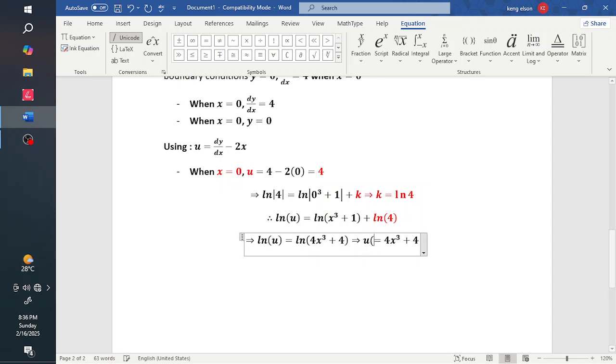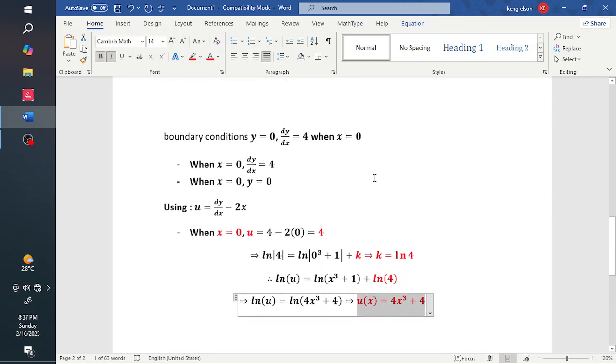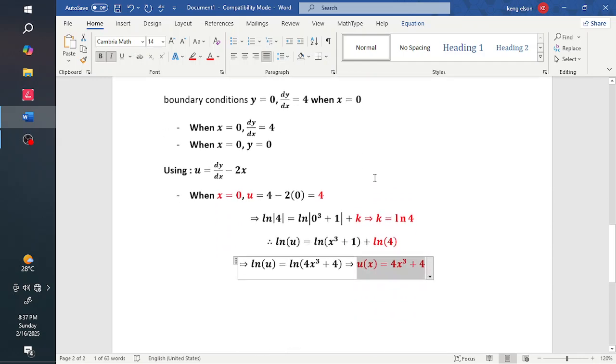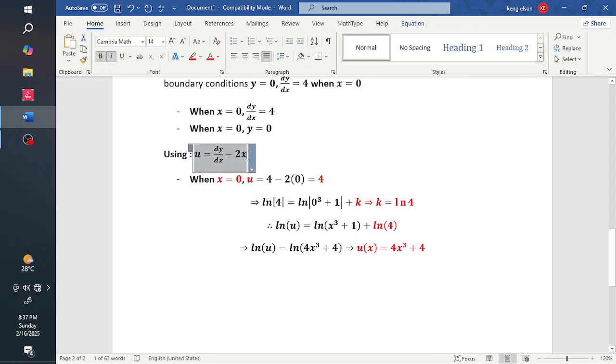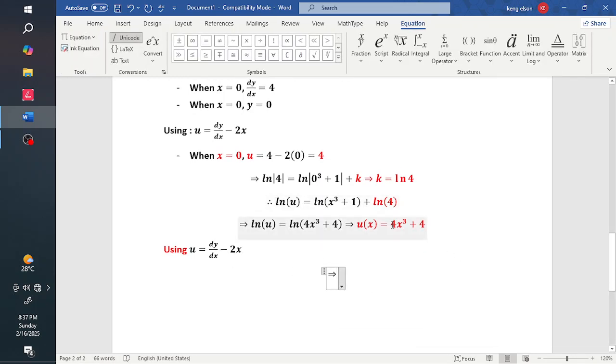Remember, u was a function of x, so let me just call it u of x. Alright, so this is u. But the question is asking us to find y, not u. So we come back again to our substitution, and our substitution is saying that u is equal to dy on dx minus 2x. So if we use this substitution, in the place of u, I replace it with 4x cubed plus 4. Then I equate it to dy on dx minus 2x, then I try to find y.